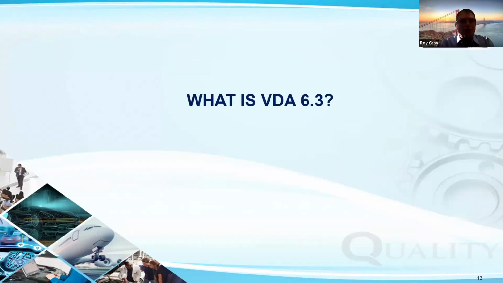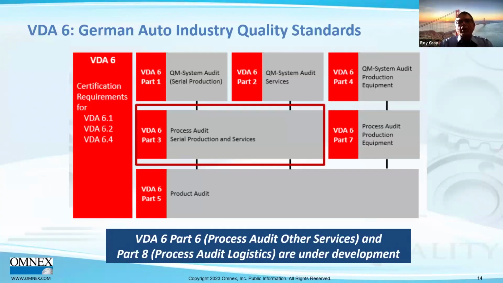So what is VDA 6.3? VDA 6.3 is a process audit, and this can be broken down. We can look at program management, the APQP processes, supplier management, manufacturing, and also customer service. VDA 6.3 can also be used as the manufacturing process audit, because once we start auditing manufacturing with VDA 6.3, we're actually walking the control plan from start to finish.